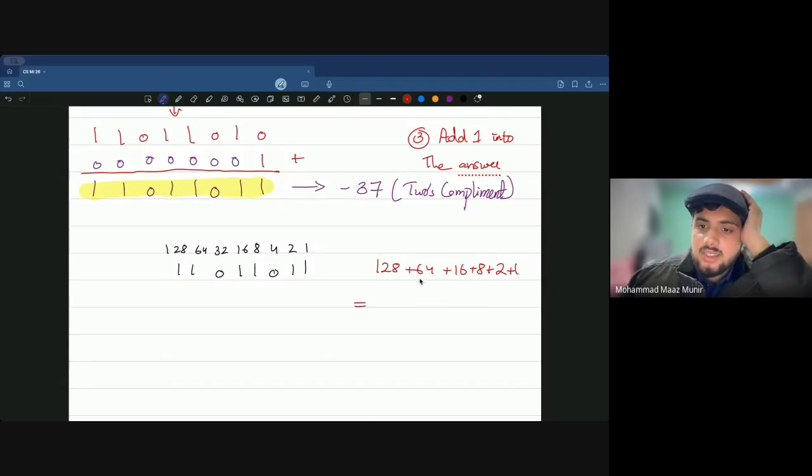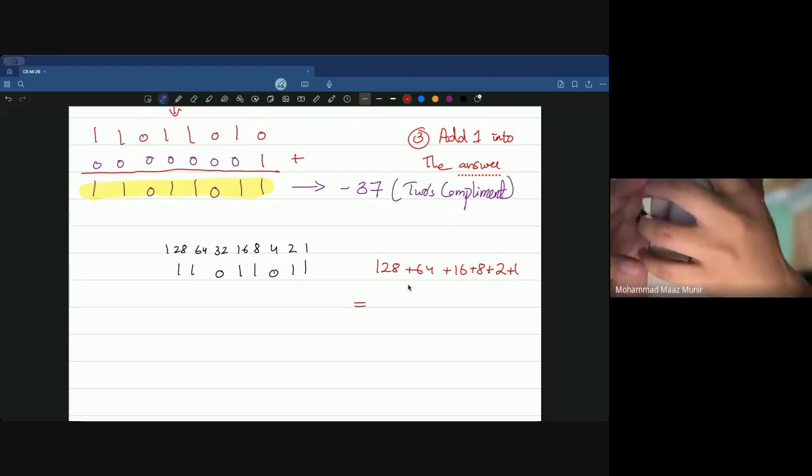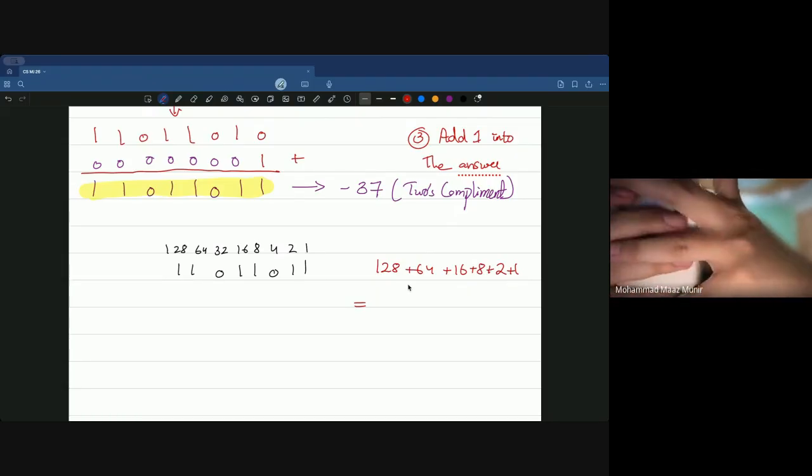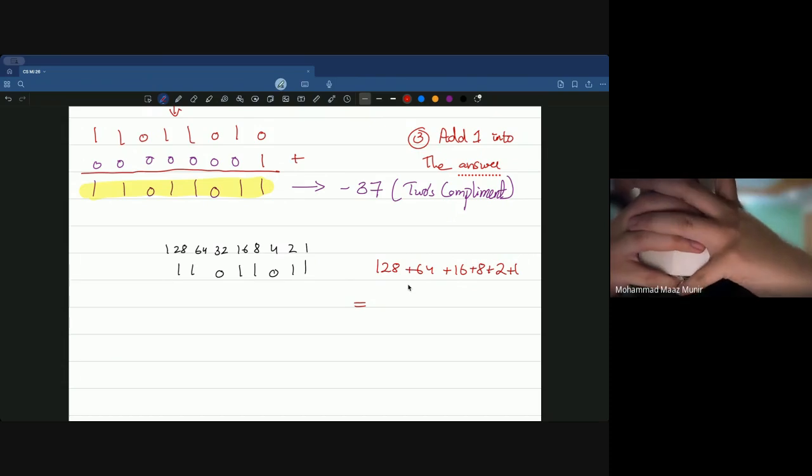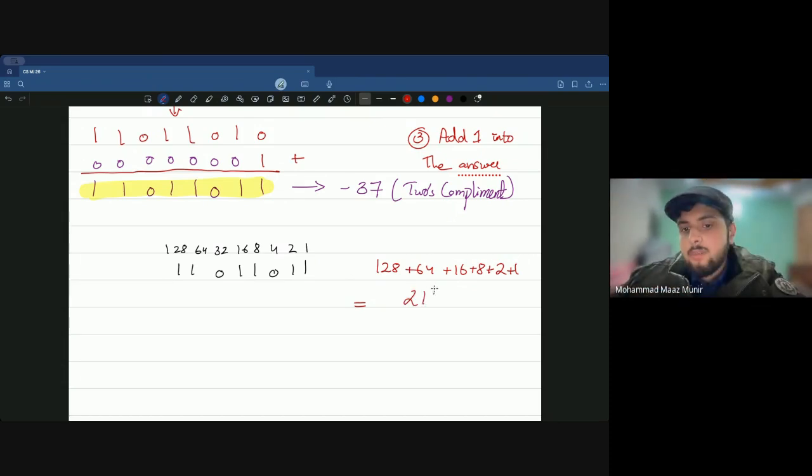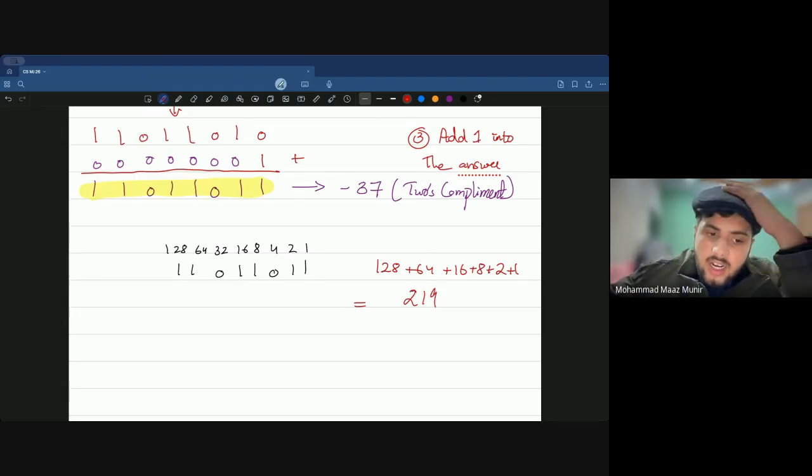Now, if we add these 5 digits, you might say let me do it through the calculator, because if I do it by mental math it will take more time. It's 128 plus 64 plus 16 plus 8 plus 3, right? So this is basically the binary identity of 219. Sir, we wanted negative 37.